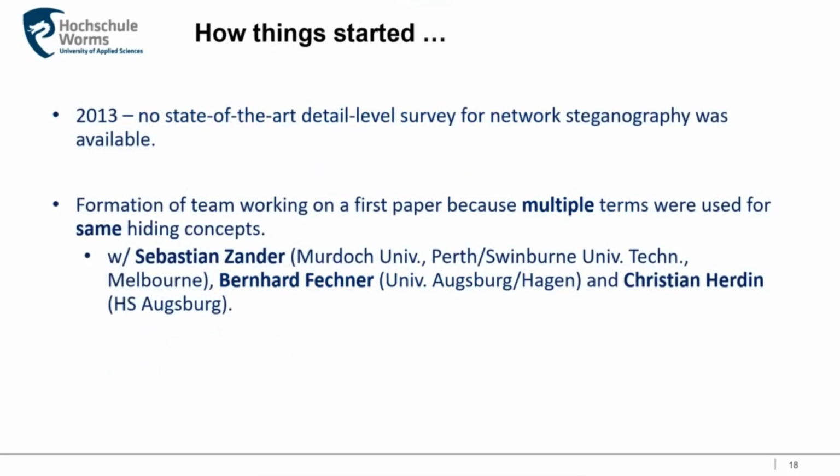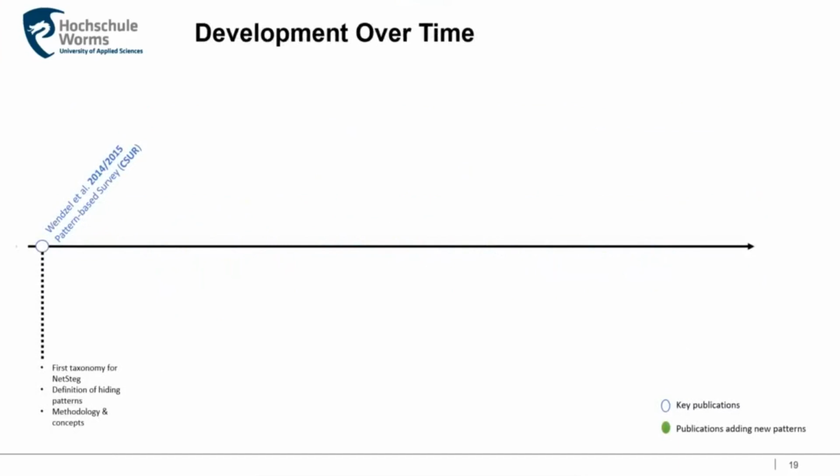So this started in 2013, now 10 years ago, with Sebastian Zander, Bernhard Fechner, and Christian Herdin, for covert channels and steganography. The result was a first survey paper in which we said, okay, there are patterns that are common. In that paper, we analyzed more than 100 hiding techniques published since the 80s in that domain. More or less everything that was there in covert channel research, but ignoring all the censorship circumvention, all the flow watermarking topics, and so on.